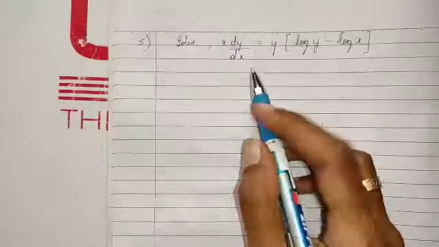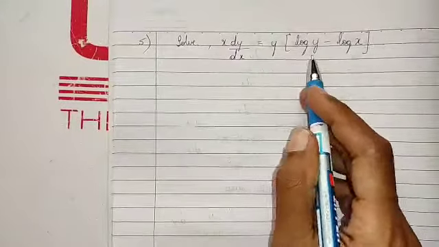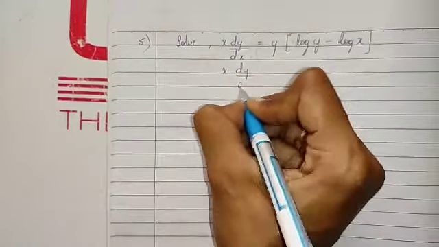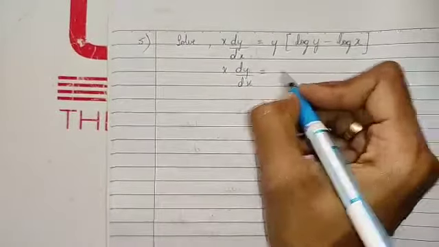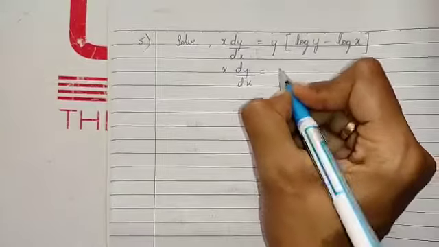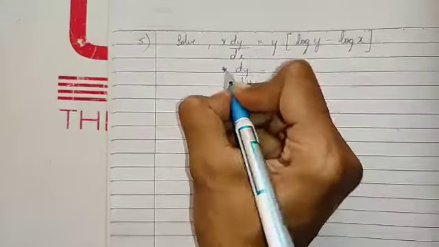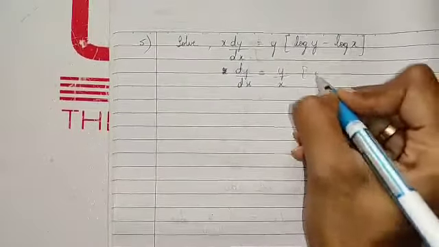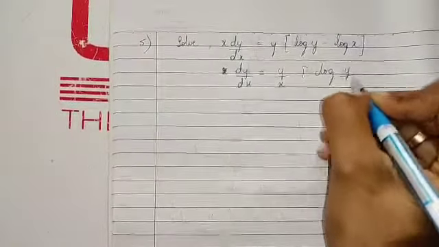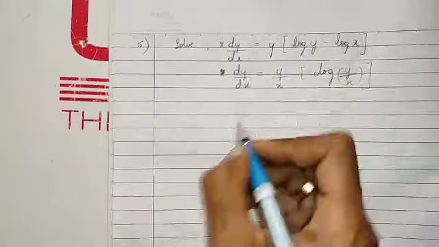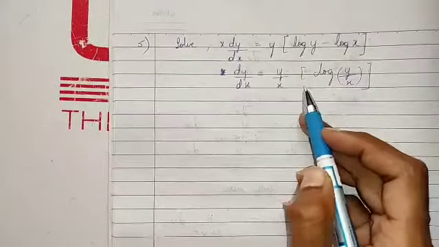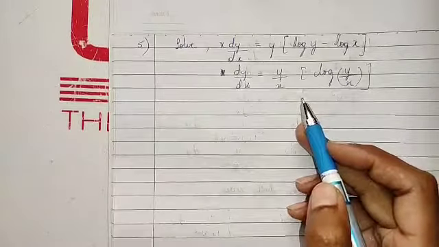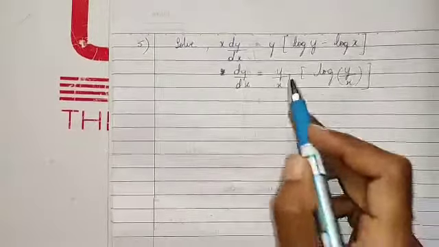Our next question is solve x dy by dx is equal to y into log y minus log x. So here x dy by dx is equal to, if I take this x to the side, this would have become y by x, right? I'll take this x to the other side, so this becomes y by x into log m minus n, that is log m by n, y by x, right? So now this is of the form y by x function, right? That is x power n into function of y by x. So this is of function of y by x.